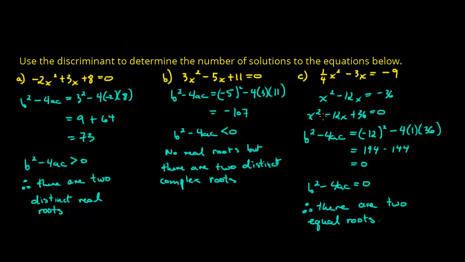As well, notice that x squared minus 12x plus 36 is a perfect square trinomial. So that's the other thing that kind of gives it away.